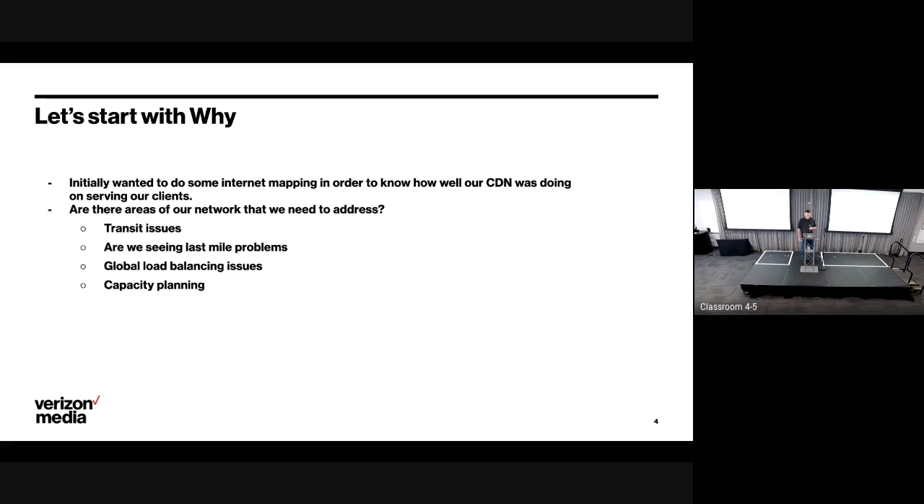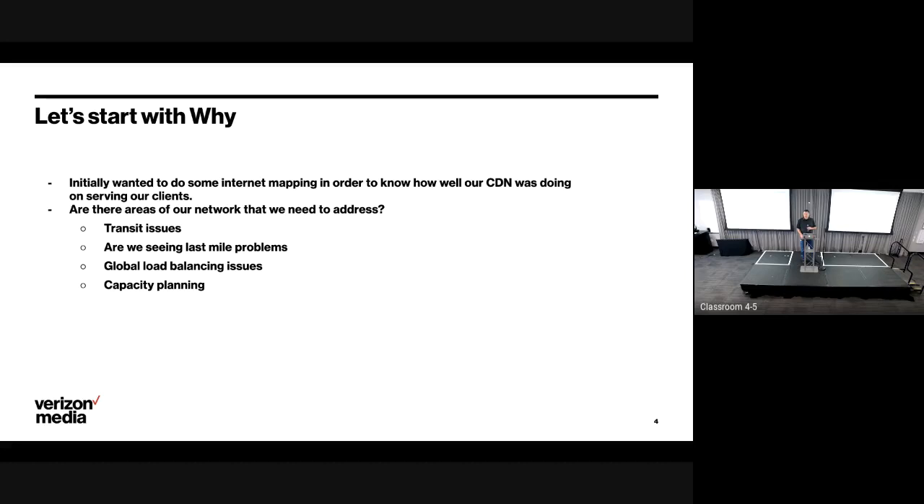And the other questions we're asking is, okay, are there areas of the network we can look into to find out if there are problems? Are there transit issues? Or are some of the problems that our clients are seeing last mile issues that we can't really deal with? I mentioned the Brooklyn team that does the global DNS load balancing. Are we seeing issues with that? Are there load balancing issues, where if we have clients on one POP versus another, do we see better performance?